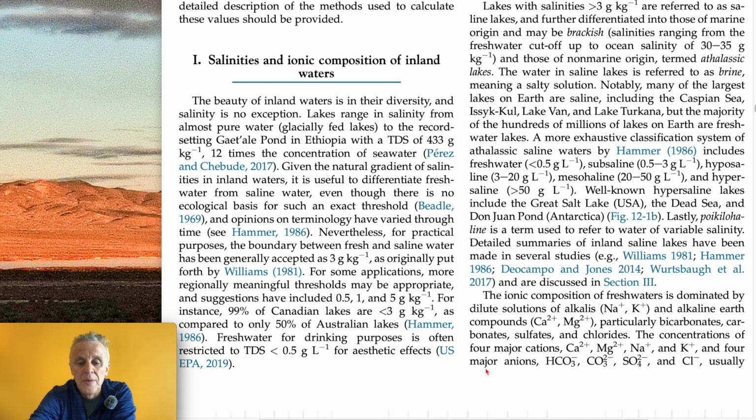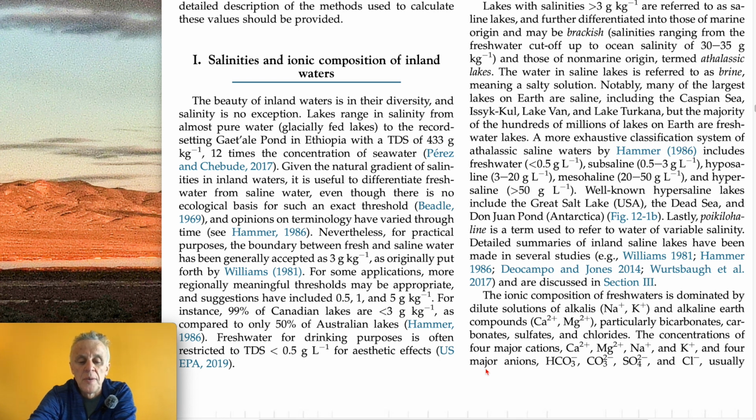Given the natural gradient of salinities in inland waters, it is useful to differentiate fresh water from saline water, even though there is no ecological basis for such an exact threshold, and opinions on terminology have varied through time. Nevertheless, for practical purposes, the boundary between fresh and saline water has been generally accepted as 3 grams per kilogram, as originally put forth by Williams.